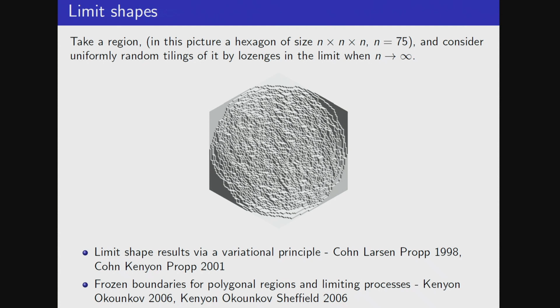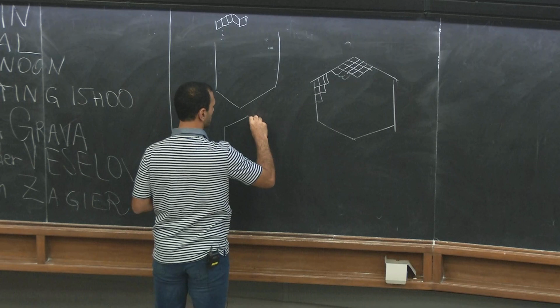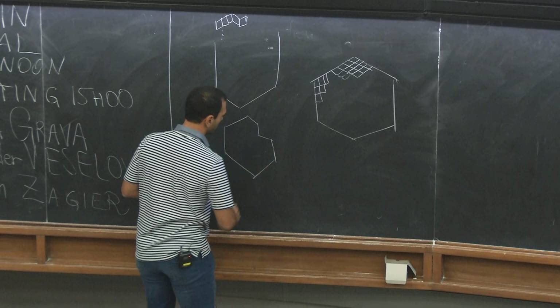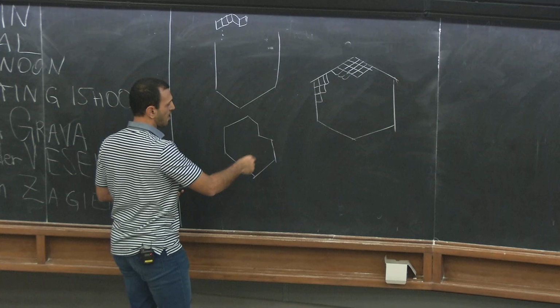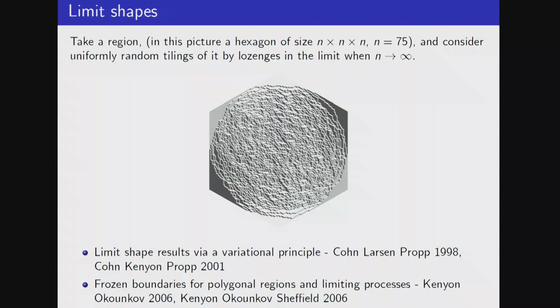Kenyon and Okounkov studied arbitrary polygonal regions. So you don't have to have a hexagon. You can just take a region that looks like this, or any polygon where the edges of the polygon are parallel to the three lattice directions, and look at tilings of this, and understand, for example, this frozen boundary called the Arctic curve that you get, or understand the nature of the randomness that you observe at various points. So this is for bounded cases.